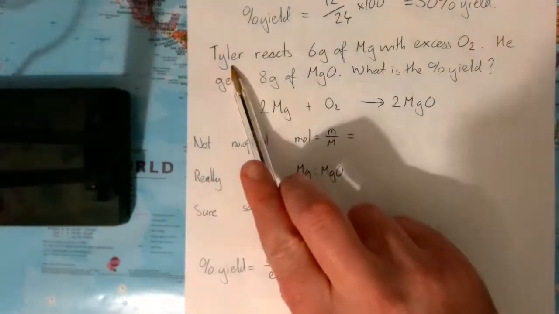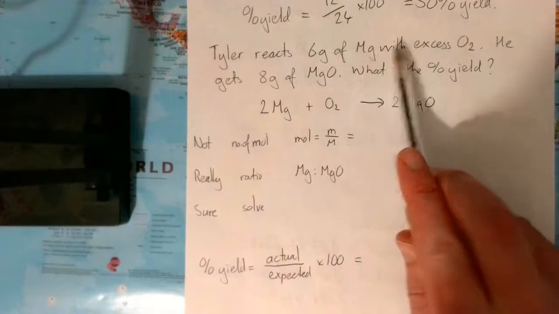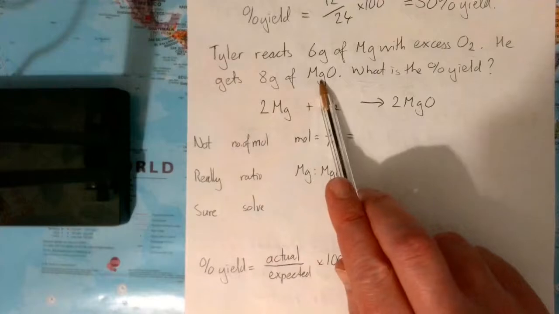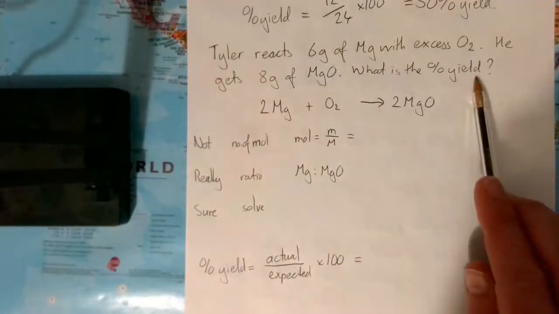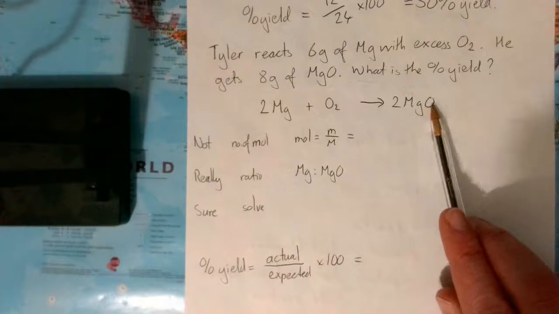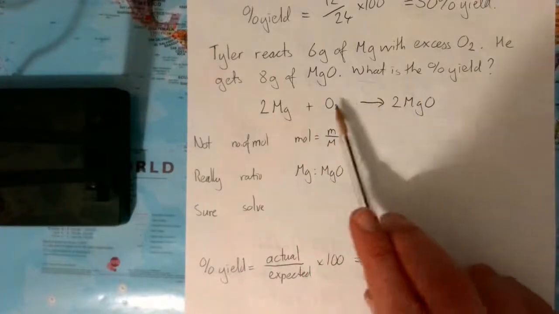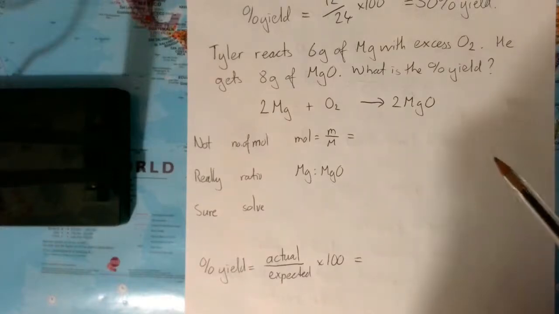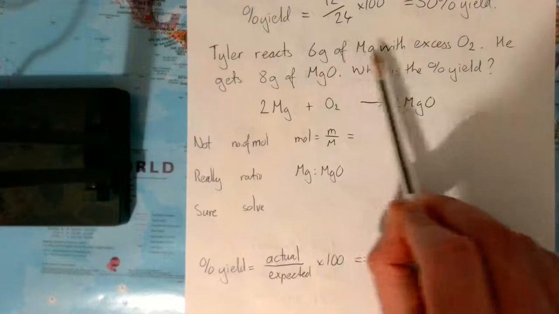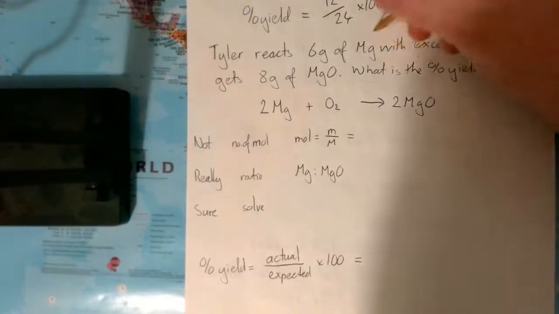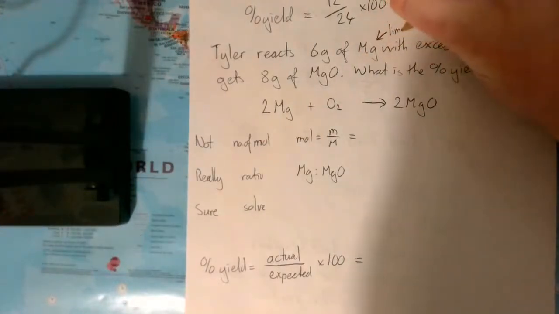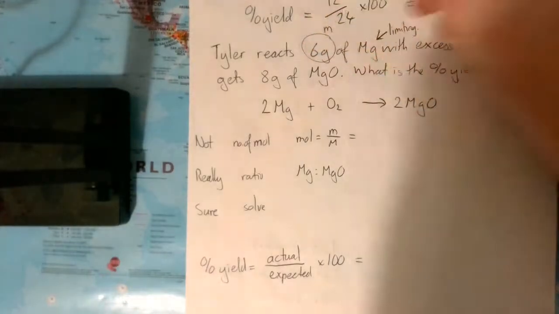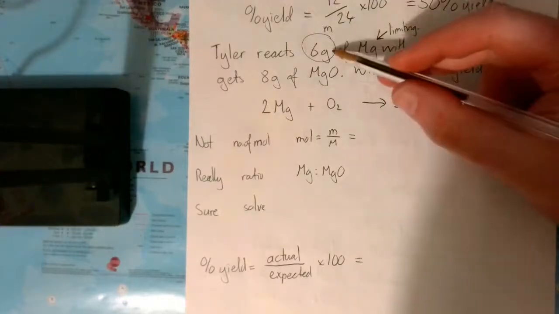Okay, so Tyler reacts 6 grams of magnesium with excess oxygen. He gets 8 grams of magnesium oxide. What is the percentage yield? And you're given a balanced equation. Great, just double check: 2 magnesiums, 2 magnesiums, 2 oxygens, 2 oxygens. It's definitely balanced. Okay, so what we're going to do, we're going to read through the question. Excess oxygen, so the magnesium is the limiting one, so that's the one that controls everything. 6 grams, this is the sample mass, so we're going to have to turn this into number of moles.